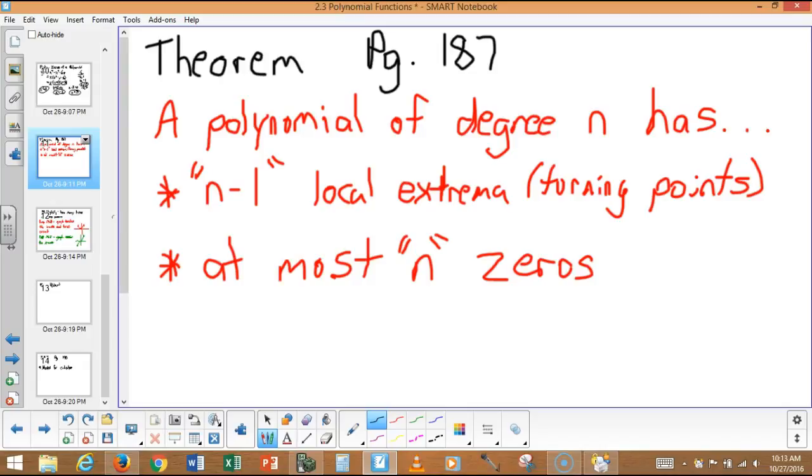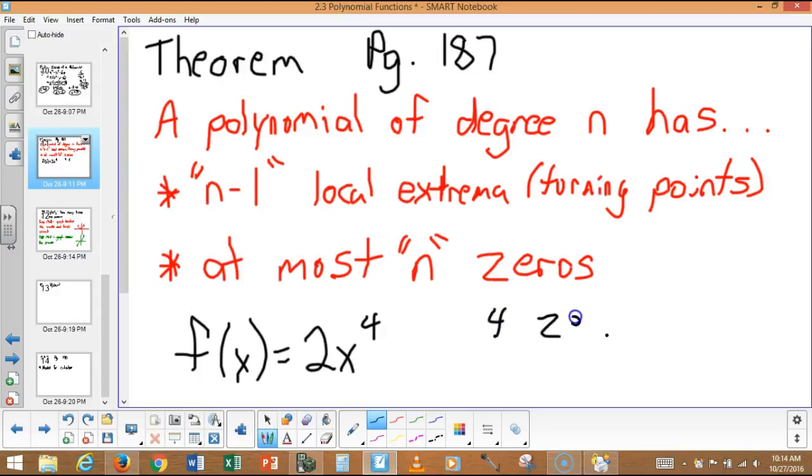The second condition is it has at most n zeros. So what that's saying is if we have f of x equals 2x to the fourth, just a basic polynomial, our n, our exponent, the degree, would be 4. So if we graph this function, we would have at most n zeros, which is at most 4 zeros, and there would be at most 3 turning points.